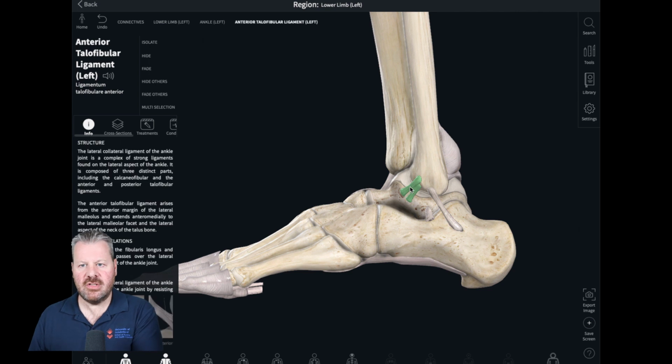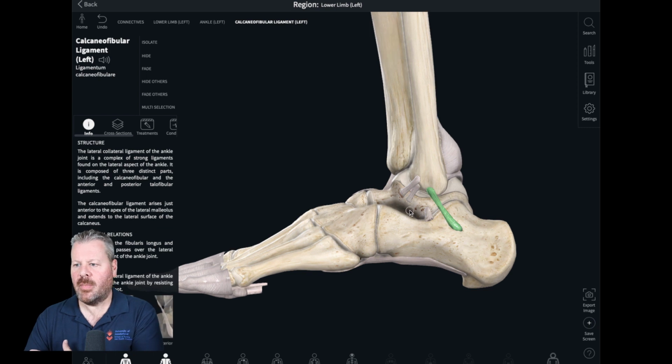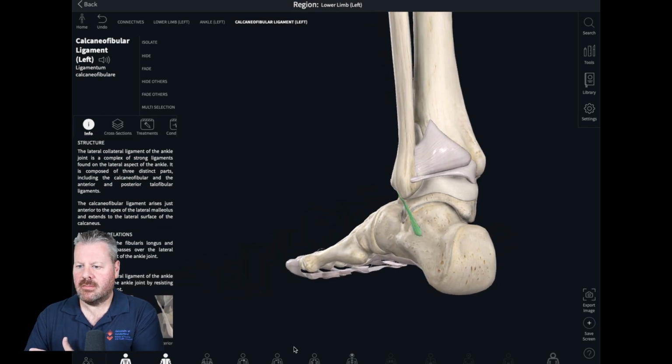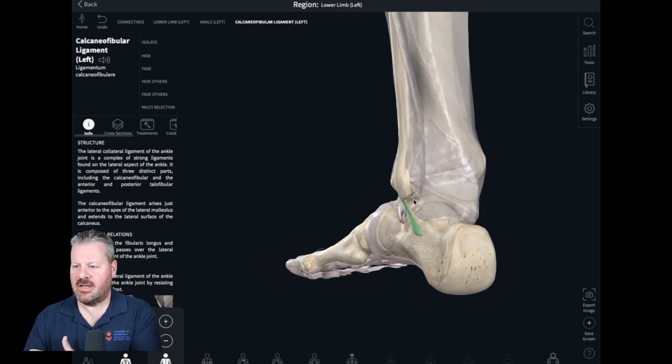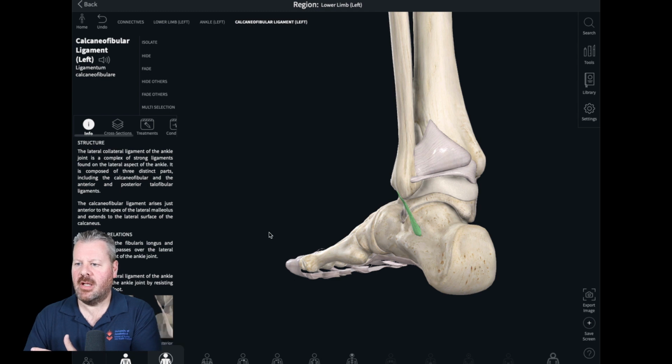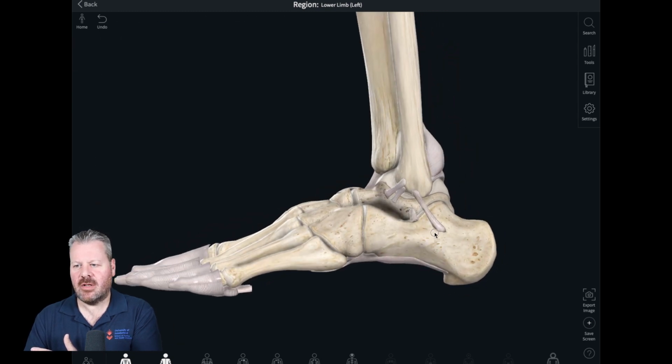Most commonly injured is the ATFL, the anterior talofibular ligament, along with the calcaneofibular ligament. Around the back, we have the posterior talofibular ligament, which is just hidden under there. Just put those back. So we have thinner ligaments on the lateral side, more commonly injured.